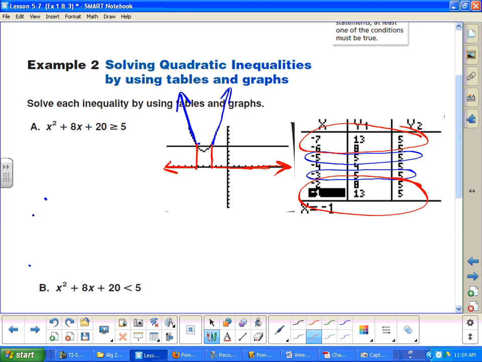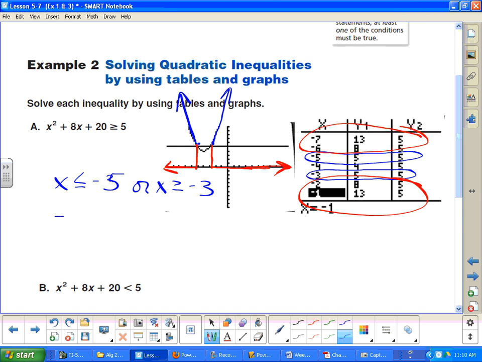So in this case, my answer is going to be that x is less than or equal to negative 5, or x is greater than or equal to negative 3. The numbers that are smaller than negative 5 or the numbers greater than negative 3.